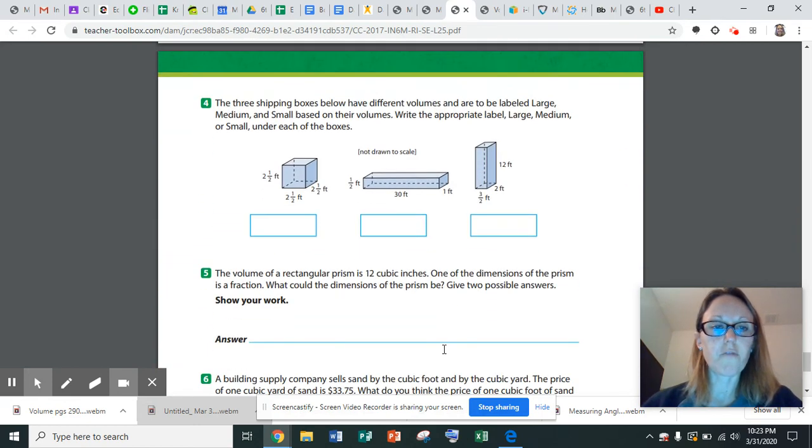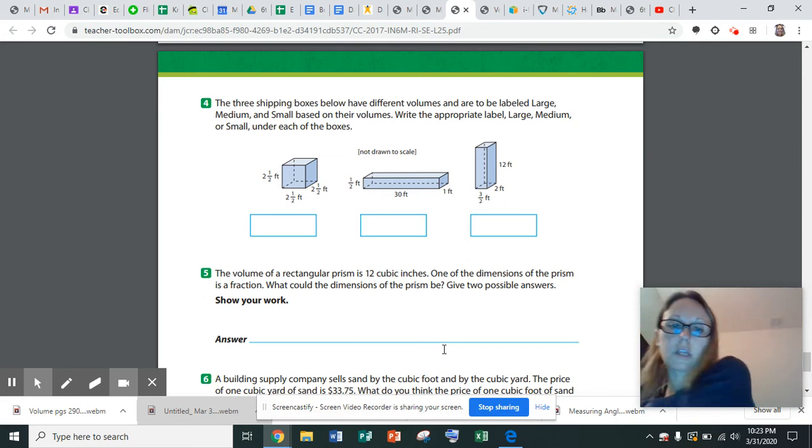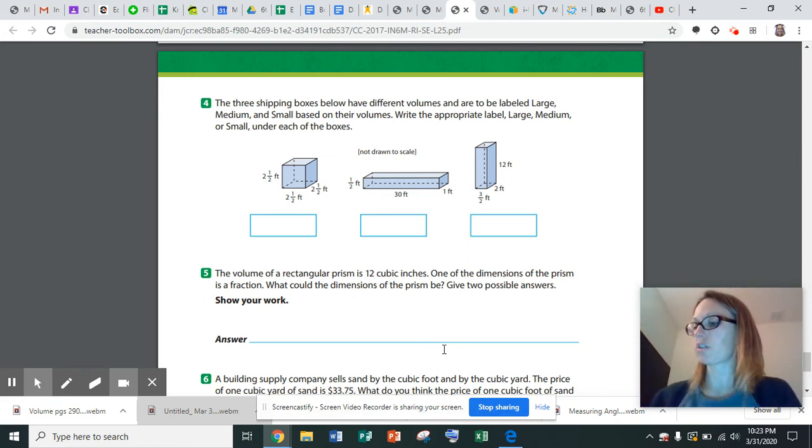Okay, number 4. The 3 shipping boxes below have different volumes and are to be labeled large, medium, and small based on their volumes. Write the appropriate label, large, medium, or small, under each of these boxes. So, of course, ladies and gentlemen, what you need to do is solve for the volume of each one of those boxes.